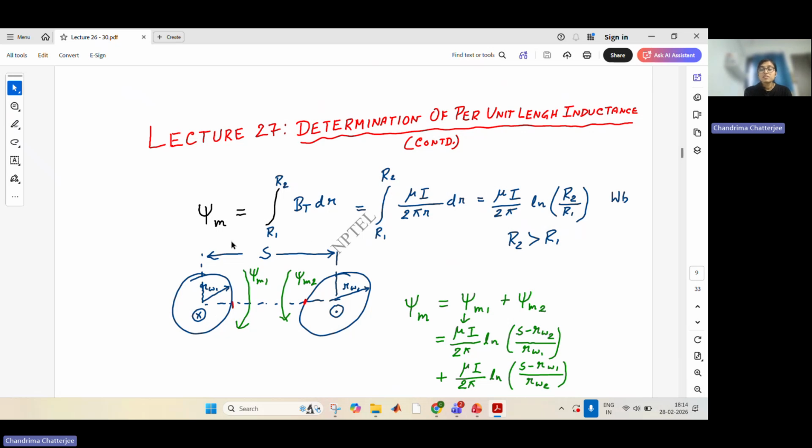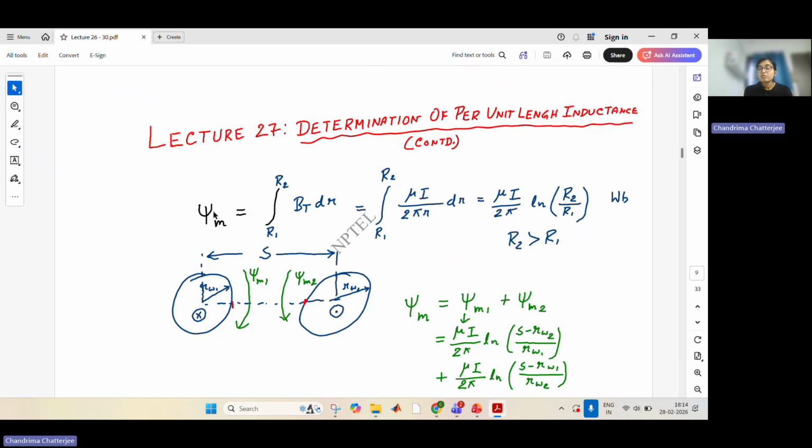This is basically a two-wire transmission line where on this side the current is going inside and from this side it is coming out. This is a cross, and this is a dot. If you are familiar with the right hand rule, if the current is going inside the plane, then the magnetic field direction will be like this, and if the current is coming out, then it is like this. So in this portion, the magnetic field is additive.